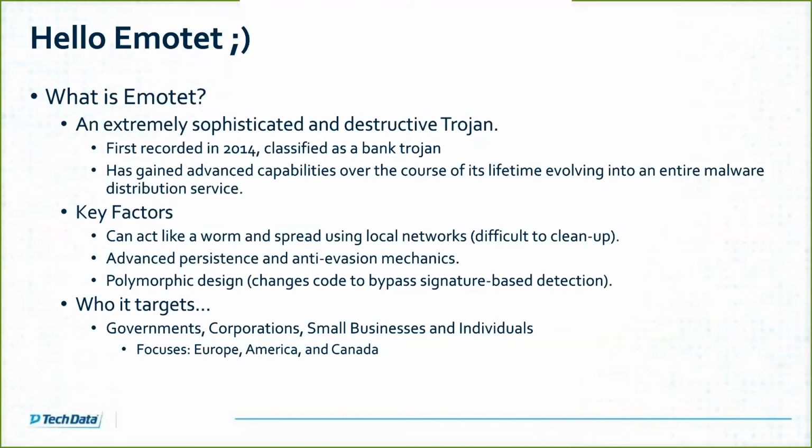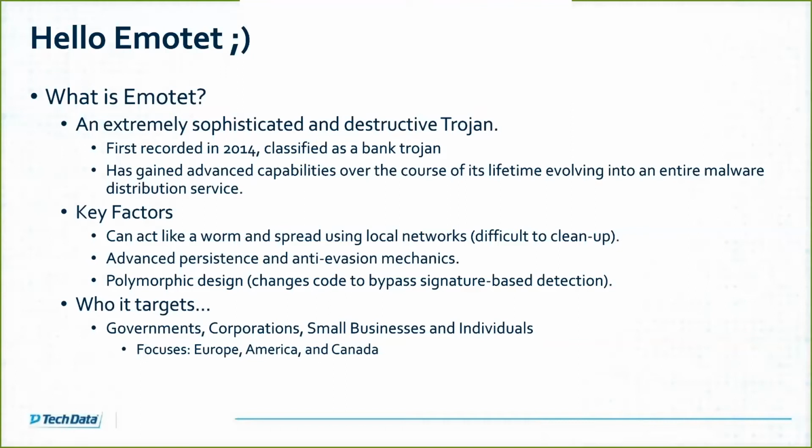Emotet is not so much malware as a service, but they have begun to function in that space. And the reason for that is because of how sophisticated this Trojan is. First recorded in 2014, it has gained continually advanced capabilities over the course of its lifetime. So how has it done this? Well, one is through its polymorphic design.